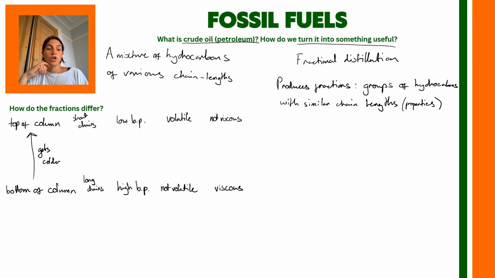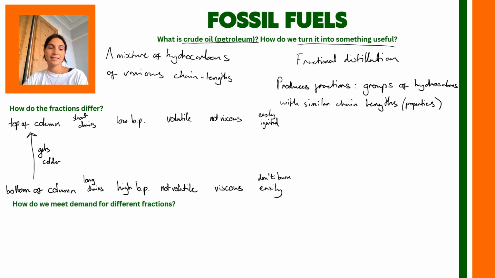Viscosity: your longer chains are more viscous than your shorter chains. And that one you need to be careful to talk about your intermolecular forces. Those longer chains have larger intermolecular forces of attraction between those long molecules, which gives them their viscosity. Flammability: my short chains are easily ignited. They're more likely to be gases.